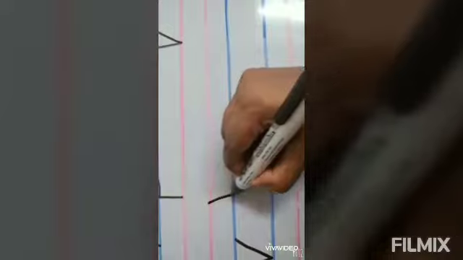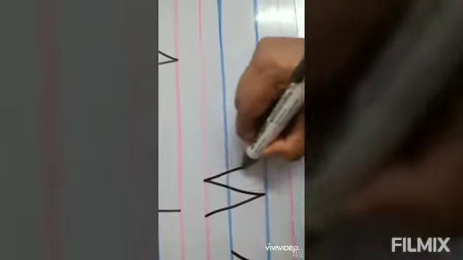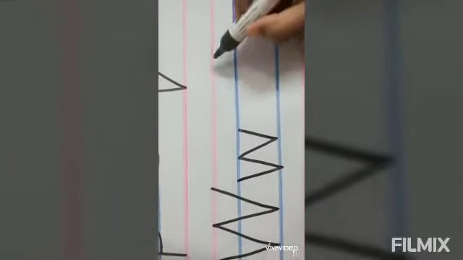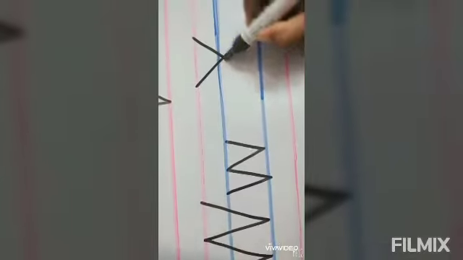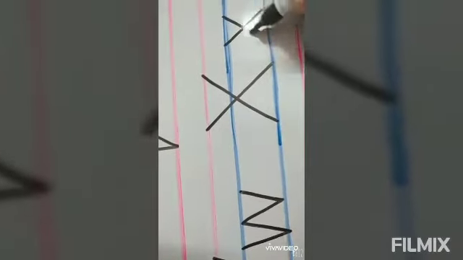So W also in the same way, you need to write two V's. See, one V and another V. Okay, this is W. In the same way, you need to write even small w also in the blue two lines. Now X, slanting line, again a big slanting line. Again a small x, you need to write only in the blue two lines.